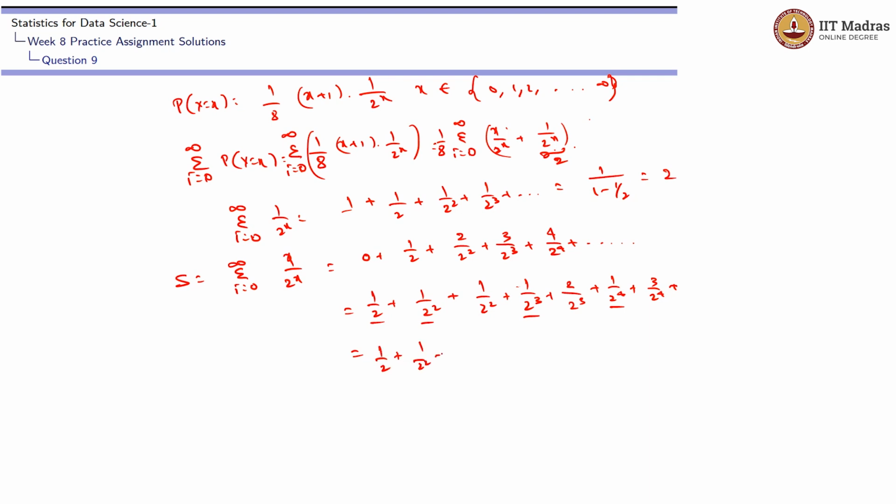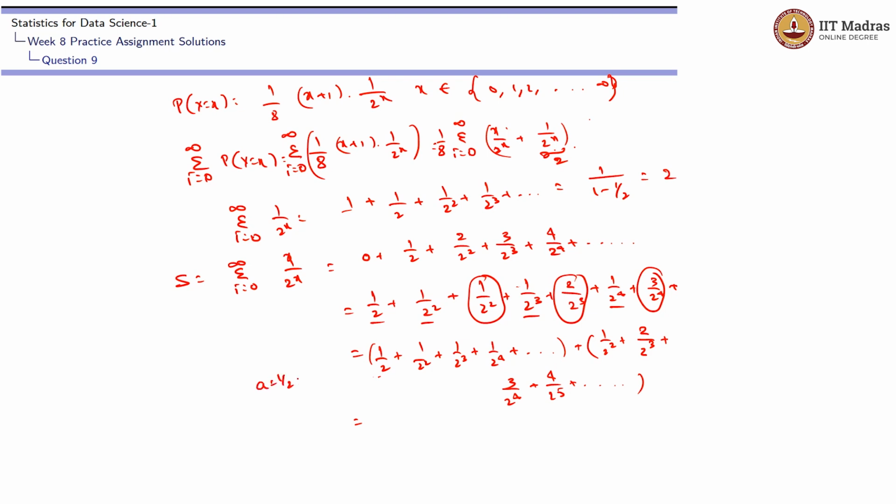That would be 1 by 2 plus 1 by 2 square plus 1 by 2 cube plus 1 by 2 power 4 plus and so on. This will be one sum, plus the remaining terms: 1 by 2 square plus 2 by 2 cube plus 3 by 2 power 4, similarly 4 by 2 power 5 plus and so on. This is nothing but the same geometric series which we have been seeing continuously. Here a equals half and r equals half, so it would be a by 1 minus r.